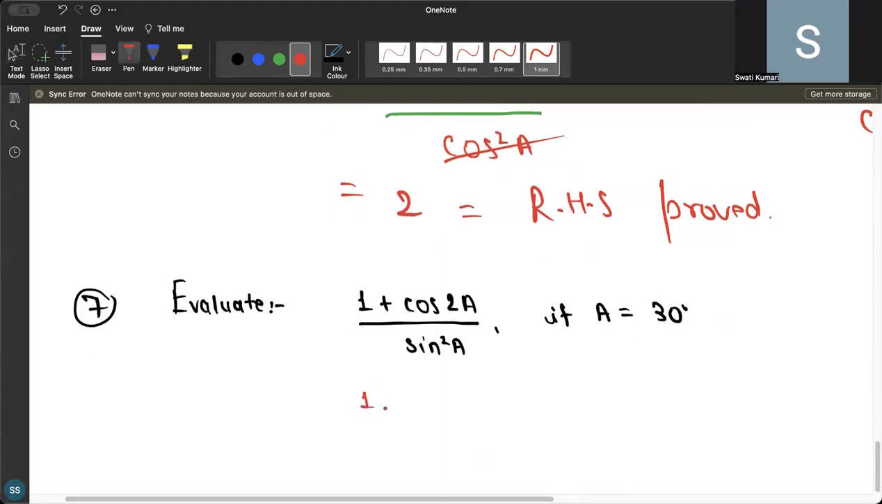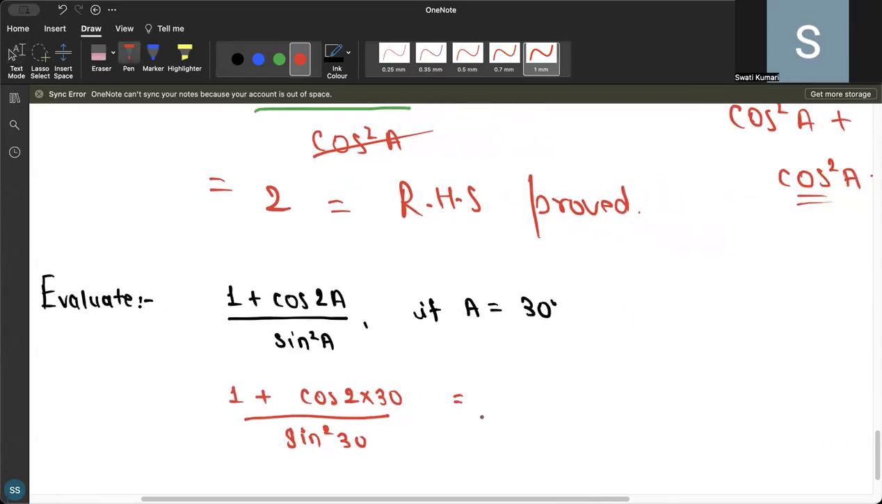So we can write down this as 1 plus cos 2 into 30 in the top, and in the bottom we have sine square A, so sine square 30. Now we can write down this as 1 plus cos 2 times 30, which is cos 60, upon sine square 30 as it is. Now we'll simply put the values of these angles. Cos 60, the value is 1 by 2. And sine 30, the value is 1 by 2. But because it's a square, it is going to get squared.